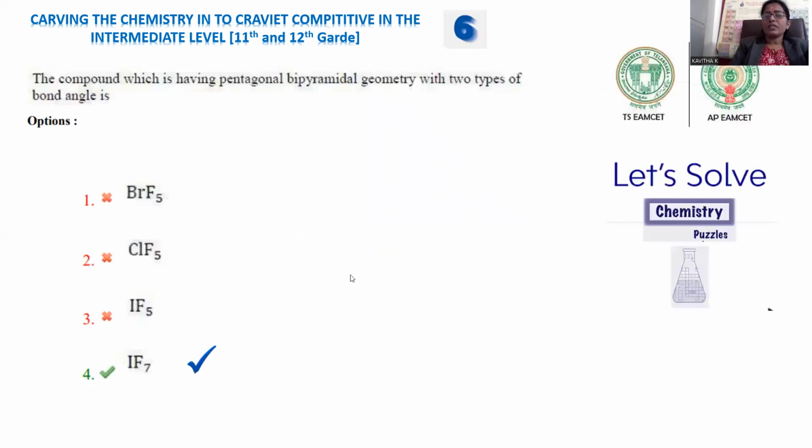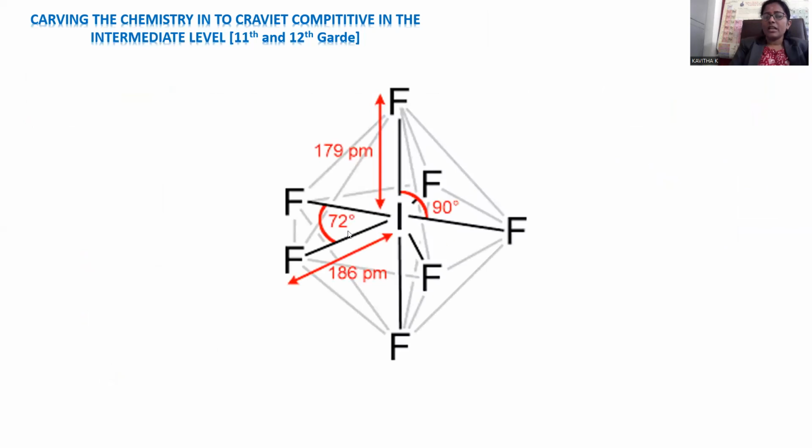And one more statement is that there are two types of bond angle that we have to notice over here. The axial equatorial bond angle remains 90 degrees. The equatorial equatorial bond angle remains 72 degrees, right? So the bond angle got varied. Axial bonds have one kind of bond angle, equatorial bonds have another type. You can also observe that axial bonds have 179 picometers bond distance, and equatorial bonds are 186 picometers. Bond angles are different, and bond length is also different, which is measured in picometer units.